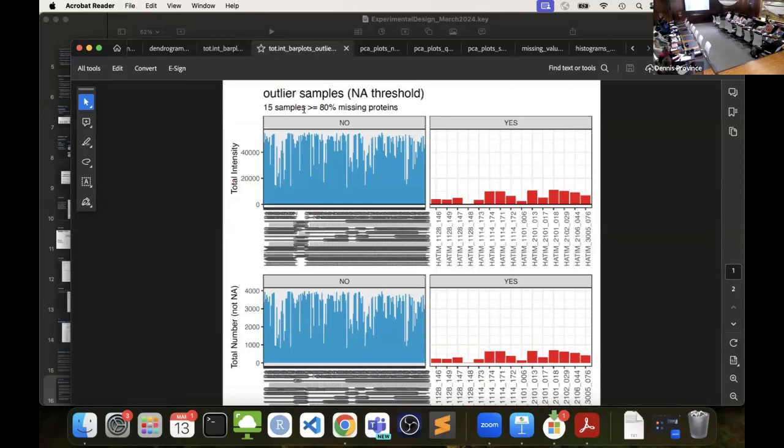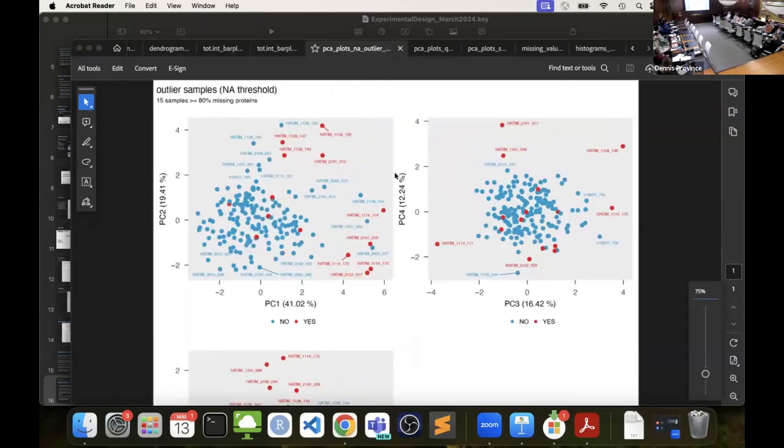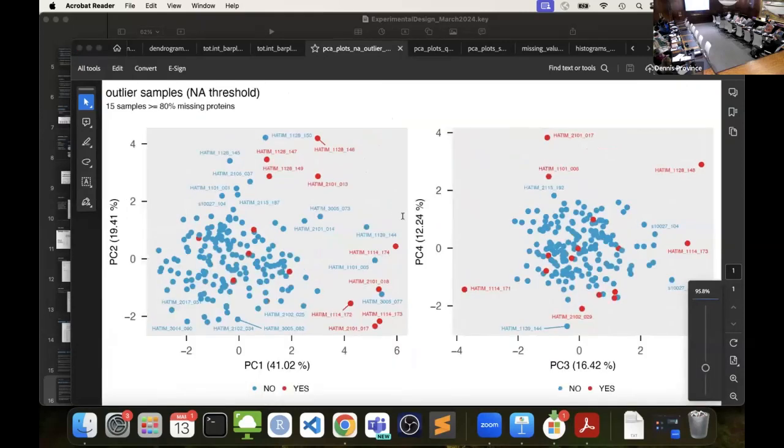So we looked at 15 samples out of, I forgot how many were in here, a lot. 80% missing proteins for those 15 samples. Those are going to be outliers that we then end up just having to remove from the analysis entirely. And you can see it in a lot of the PCA plots. Here we're highlighting those 15 samples in red, and you can see that they are separated out at PC1 and PC2 in our PCA plot.